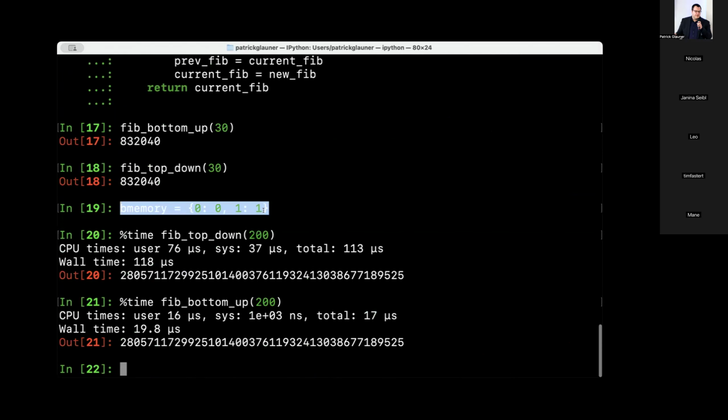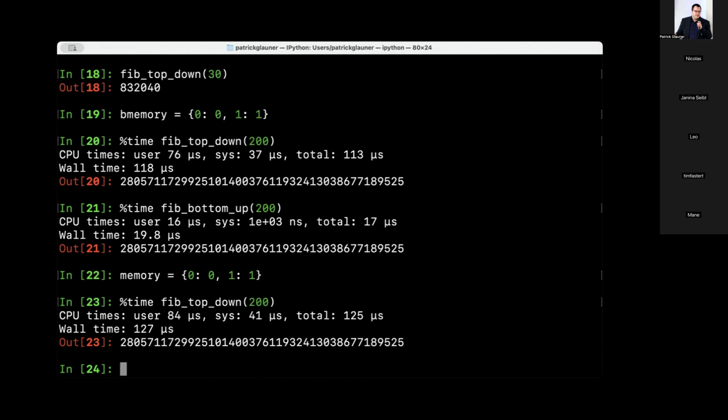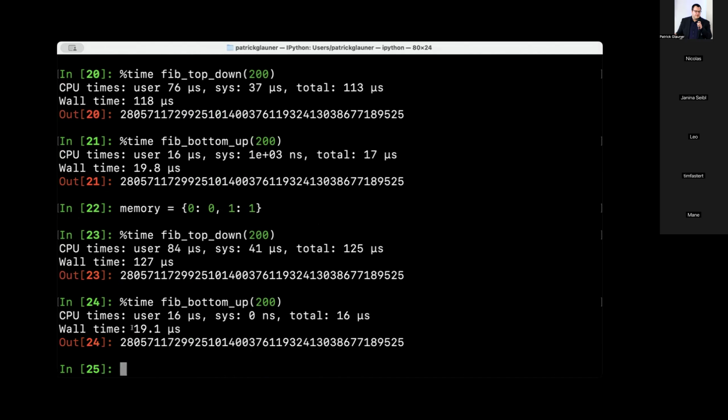And I actually noticed, well, we'll run it again. I noticed just from the copy and pasting, I called this B memory and not memory. Even so, the memory was small before, only 30, but there was a typo. We'll test it again. So the top down is now 127. So you see there was a minor difference, but we could also time it and run it multiple times, because now it's the correct memory that was reset. And we run this bottom up and it's still 19.